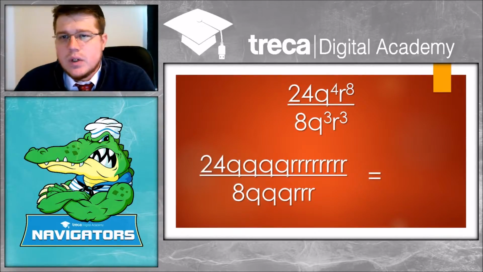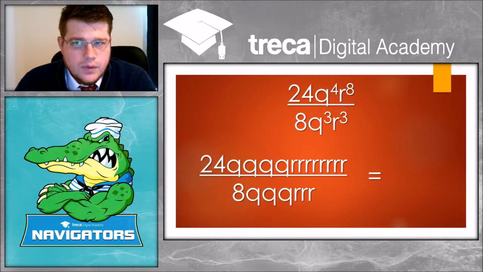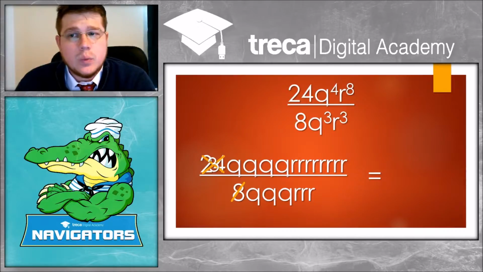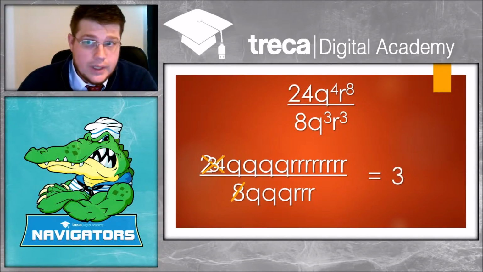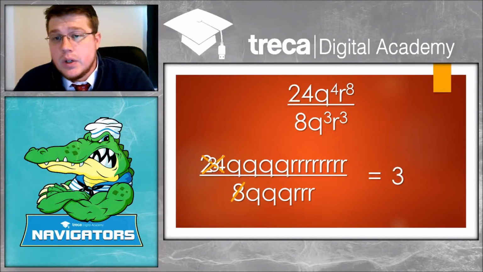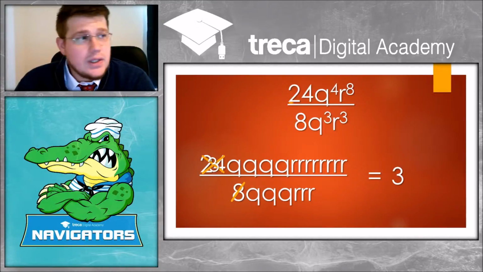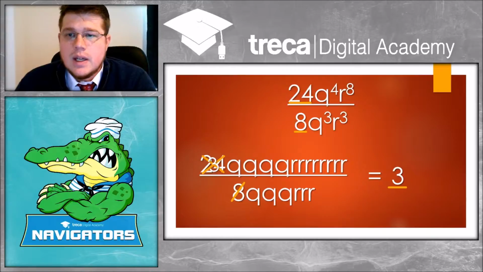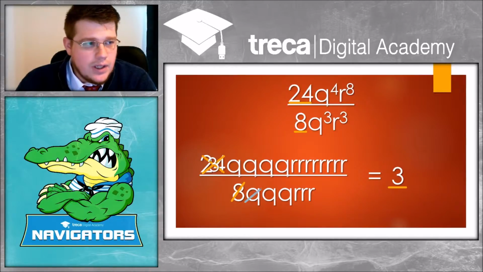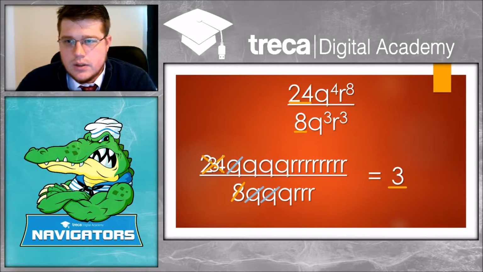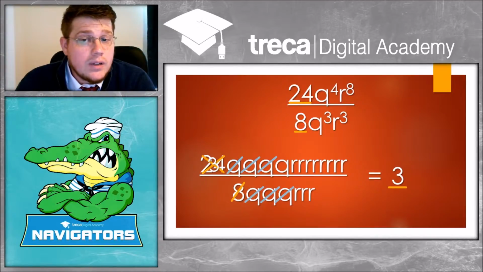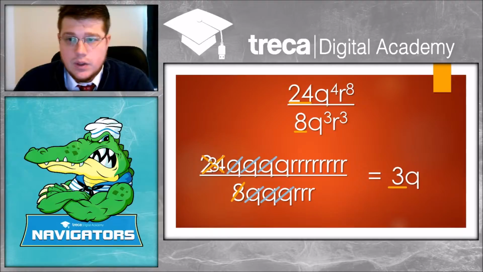There we go. Again, we're going to start by simplifying our coefficients. 24 over 8 is the same thing as 3. So 3 is the coefficient in our answer. If we weren't writing this out in longhand, this part is the same. 24 divided by 8 gives us 3. Now let's cancel some q's. Start in the denominator and cancel 1, 2, and 3. We quickly realize we only have one q left in the numerator, so that q goes into our answer.